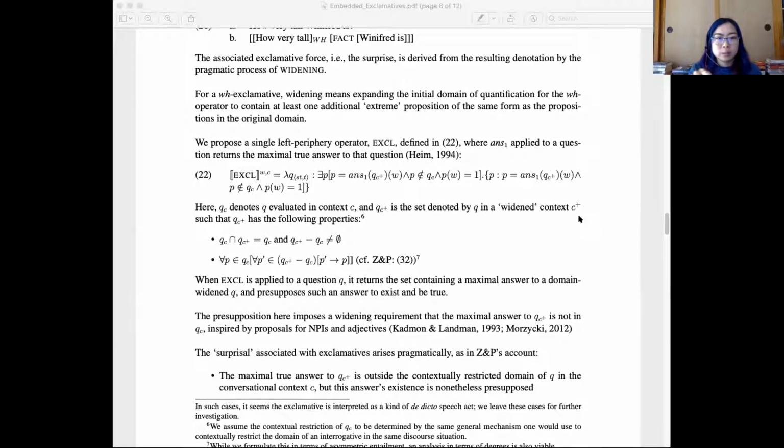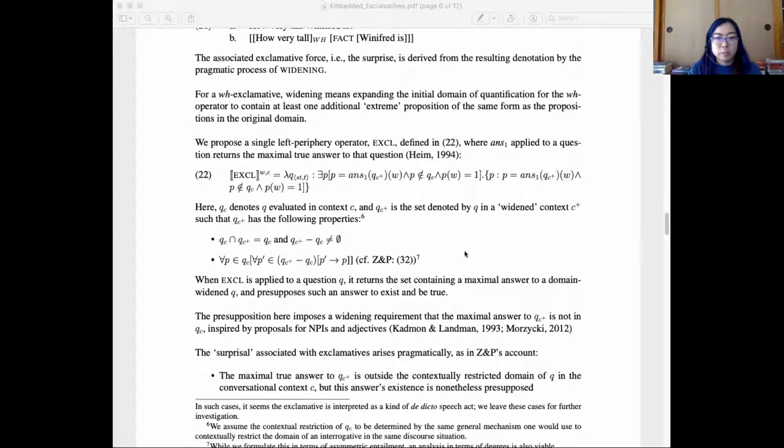Now here as well, Q sub C denotes Q as evaluated in context C, and QC plus is the set denoted by Q in a widened context C plus, such that QC plus has the properties in these bullet points below. And what these basically say is that QC plus contains all the propositions in QC, as well as some additional propositions that entail all of the propositions in QC. So when this operator is applied to a question, it returns the set containing a maximal answer to a domain widened Q, and it presupposes such an answer to exist and be true.